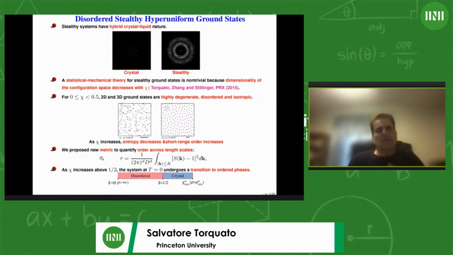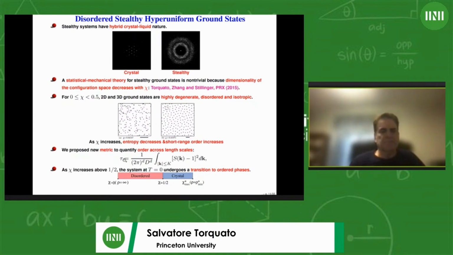Now, to capture the degree of order, the translational order, we introduced this tau order metric that is defined this way. You take the structure factor, you subtract off the Poisson, which is 1, square it, you integrate this up to some cutoff, whatever you desire.